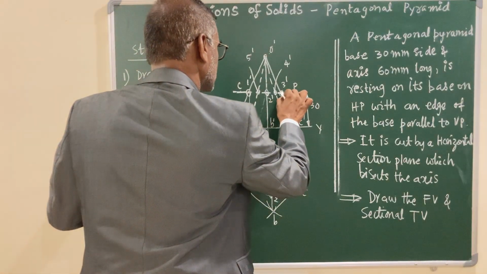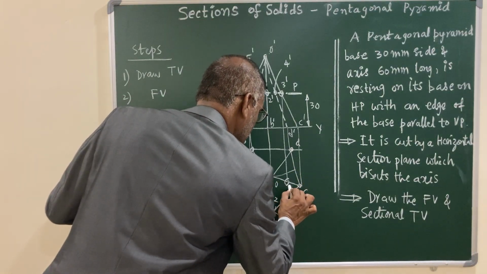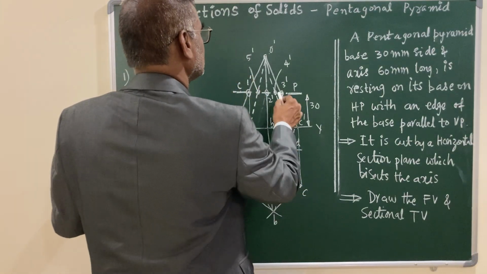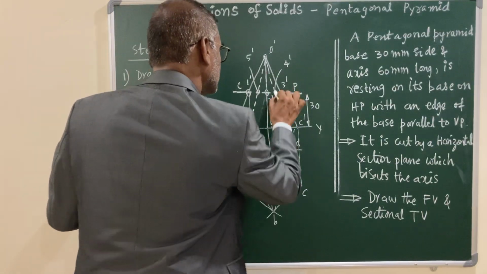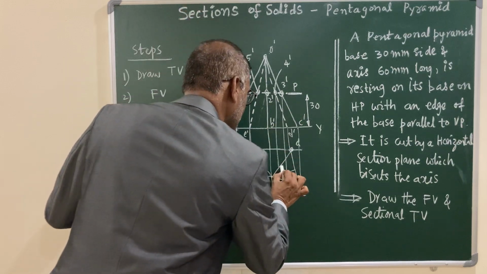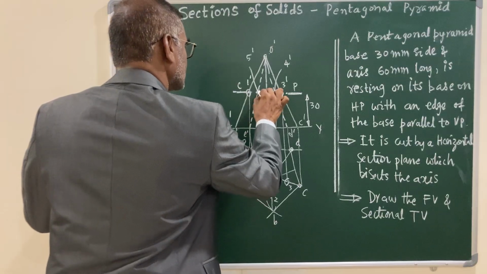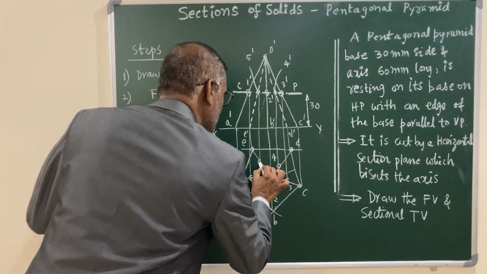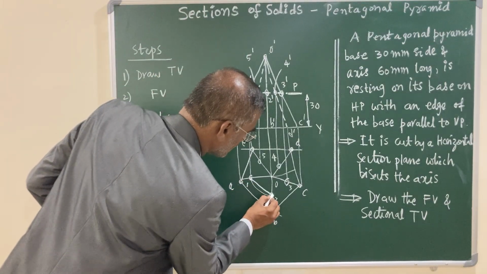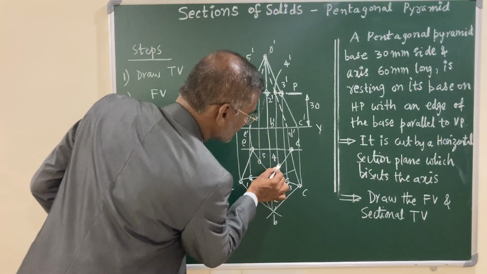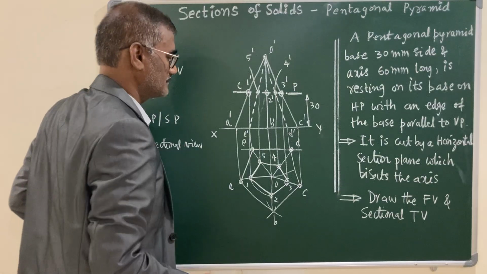And then 3 is on OC. Let us draw a projector. So 3 is located, and here 4 is on OD. So this is OD. So locate, this is your 4, and finally the last point, draw the projector, and this is your 5. Join all these points in proper sequence: 1 to 2, 2 to 3, 3 to 4, 4 to 5, 5 to 1.